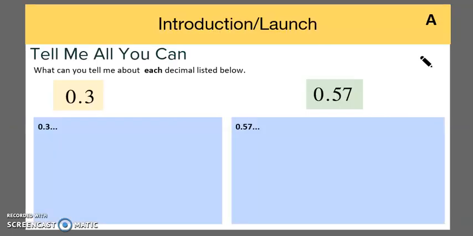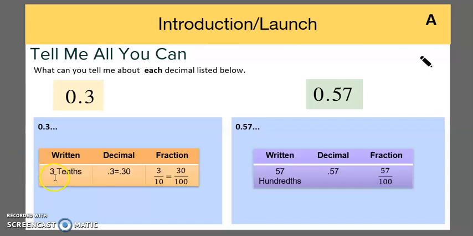Now we're going to get into today's launch. What can you tell me about each decimal listed below? So here I want you to think about how you can rewrite 3 tenths and 57 hundredths. Think about how you would write it as a fraction, in words, and as the decimal here. Okay, we're going to pause and then we're going to check our answers.